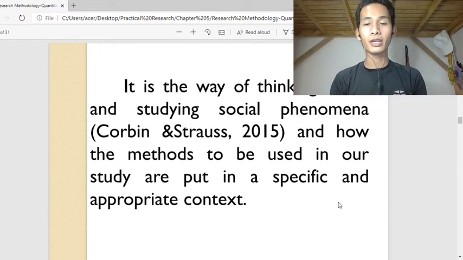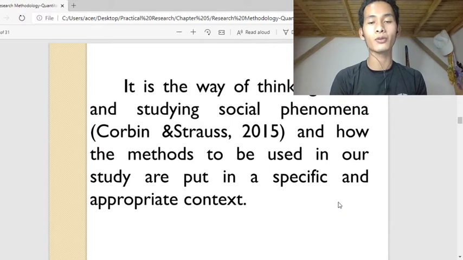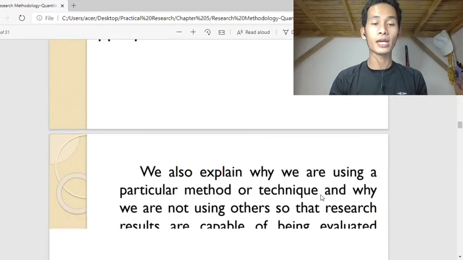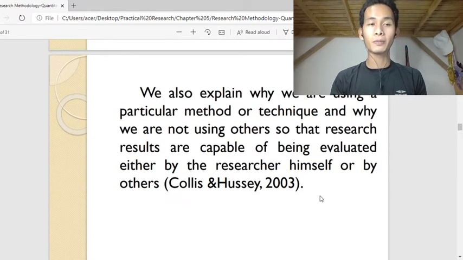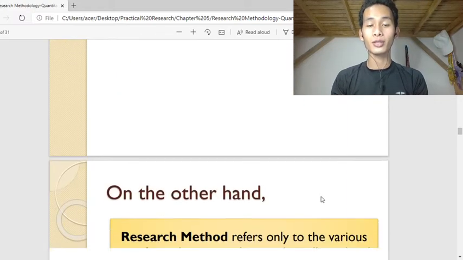It is a way of thinking about and studying social phenomena, according to Corbin and Strauss, 2015, and how the methods to be used in our study are put in a specific and appropriate context. We also explain why we are using a particular method or technique and why we are not using others so that research results are capable of being evaluated either by the researcher himself or by others, according to Collis, 2003.